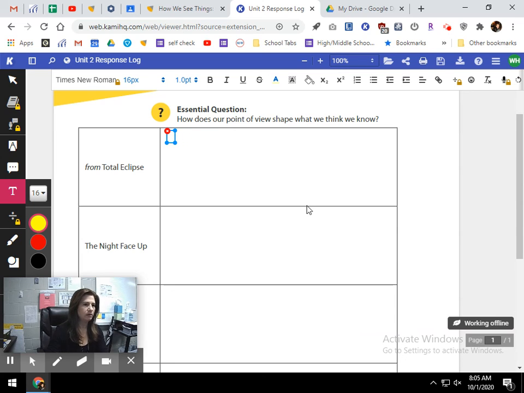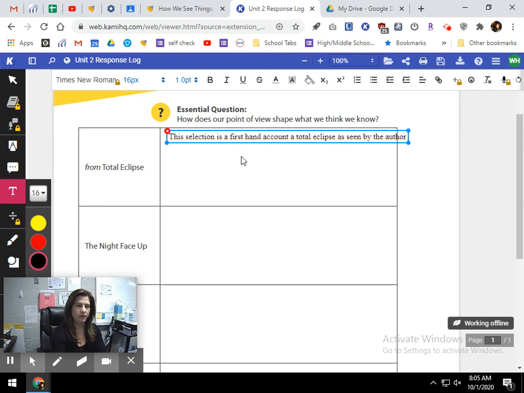Why is it yellow? This selection is a firsthand account. So I'm summarizing it to begin with. This selection is a firsthand account of a total eclipse as seen by the author. Okay, and then I would say something like, she goes into great detail using vivid, surreal language. Remember those questions about surreal? And then I would go on, okay?